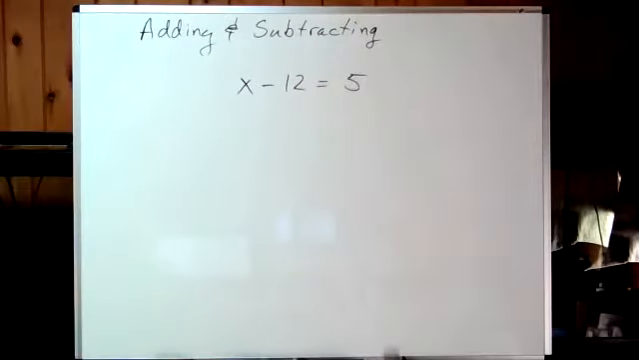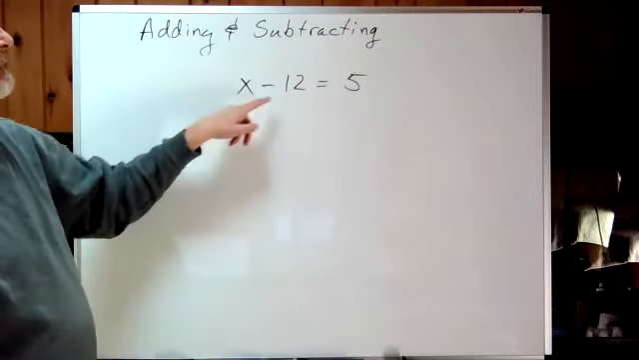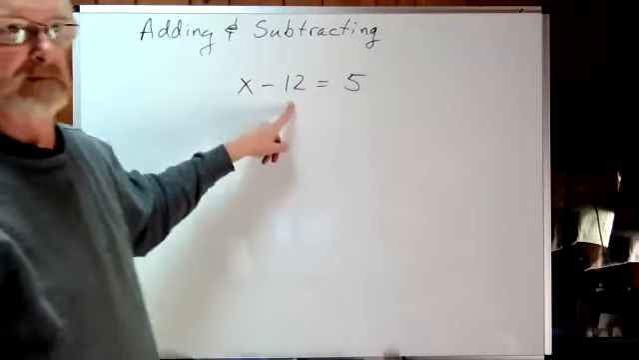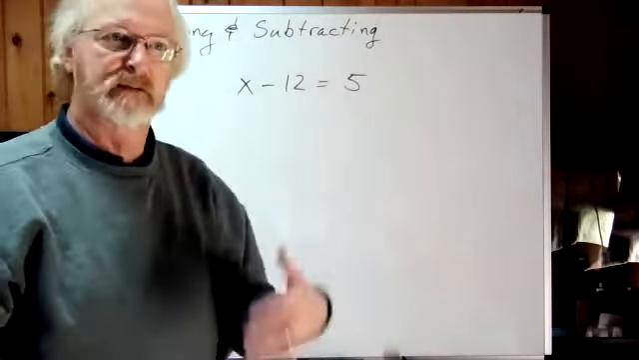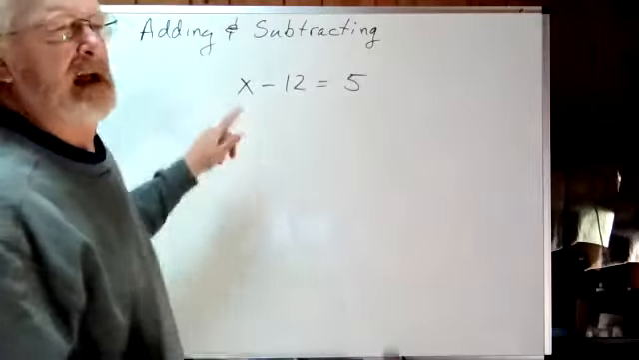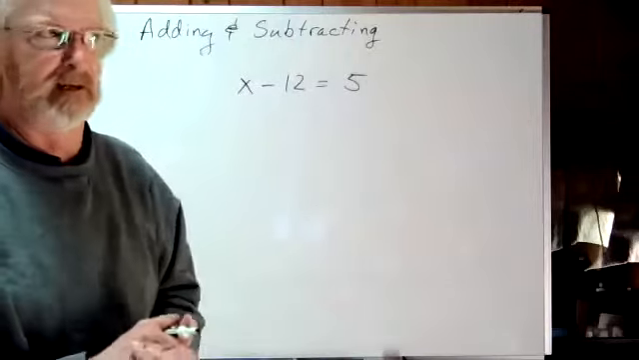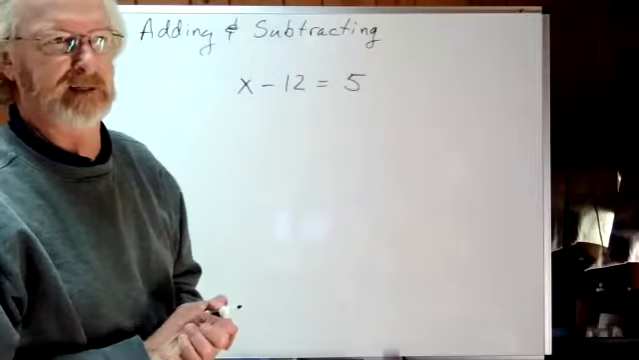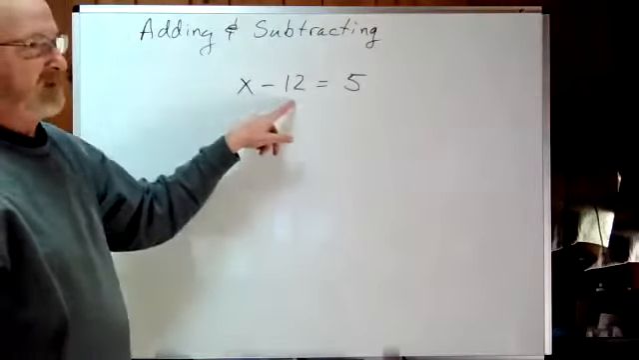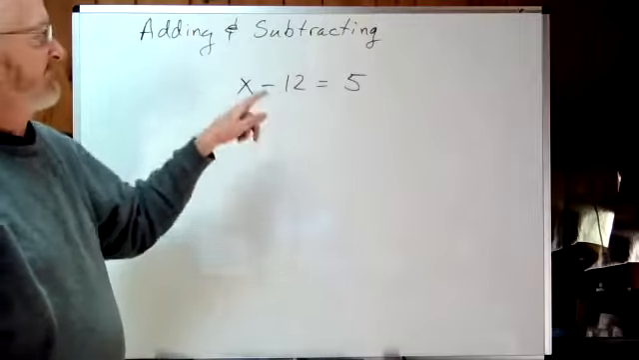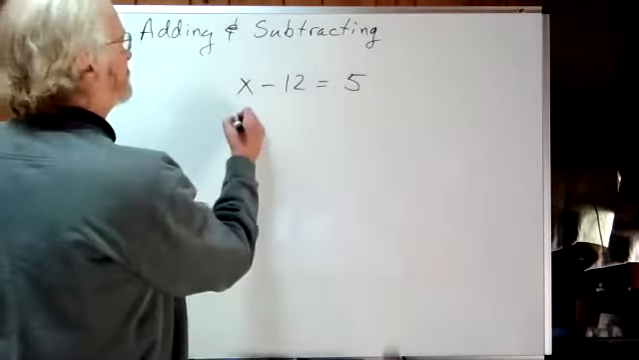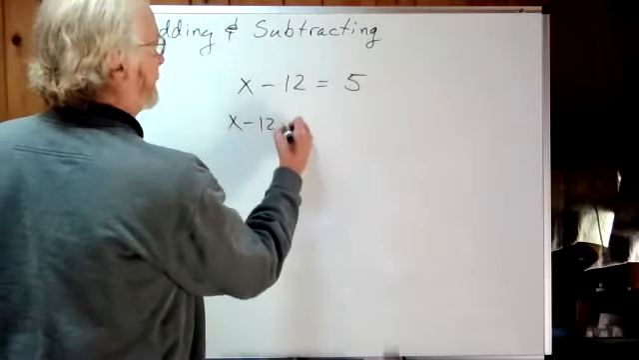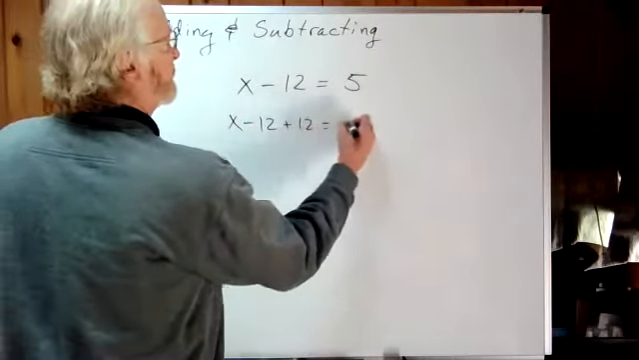Same idea. This variable has 12 subtracted from it, and that's somehow supposed to end up as a 5. Well, how do I get the x alone, is what I might say. How do I figure out what that x value is? If I've subtracted 12 from it to get 5, I want to do the opposite of subtracting. I'm going to add 12. Oh, I said I'd write that two different ways. I'll be sure I do that on this one.